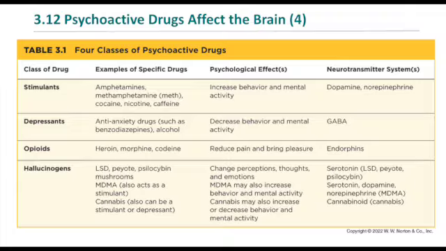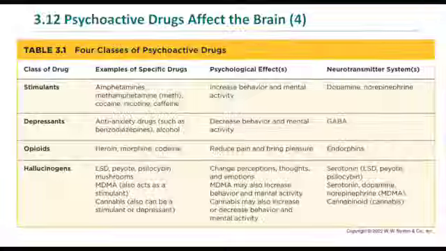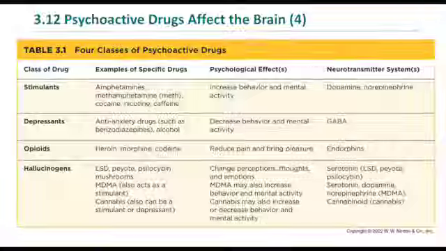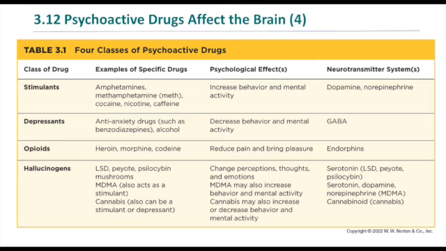Opioids are like heroin and morphine, which reduce pain and bring pleasure. And then we have hallucinogens. I don't know how to say it. Like LSD and mushrooms, and this changes perception, thoughts, and emotions. It also increases behavior and mental activity. Cannabis may also increase or decrease behavior and mental activity, so it's kind of like depressants and stimulants. It's kind of like all of them, but yeah.